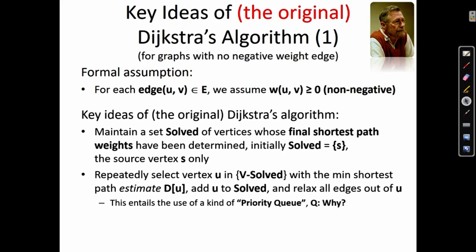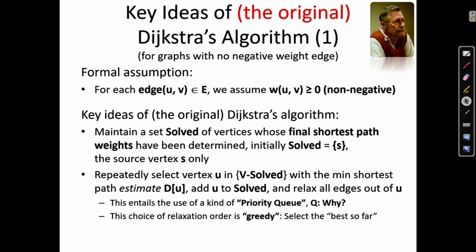Why? We need an extra data structure. It's not just your D distance array or your predecessor. We need an extra priority queue. Why? Yes, because we want to always keep track of the vertex with the minimum shortest path estimate. And this is actually dynamic. It's not fixed, because whenever you relax edges, these things will change, correct? So you always want to keep track of that current minimum shortest path estimate. So you need a priority queue.